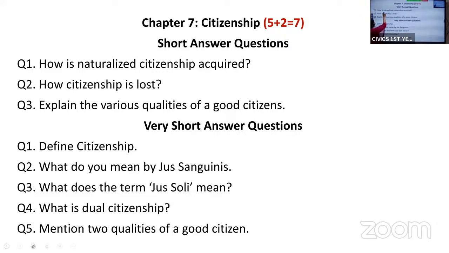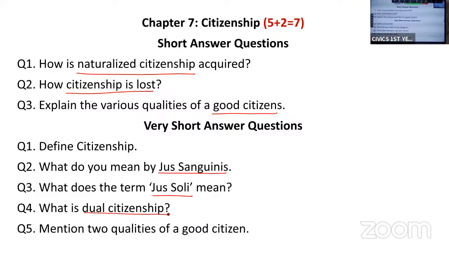The first one is how naturalized citizenship is acquired, how citizenship is lost. In the previous paper, this question was asked: how citizenship is lost. And what are the various qualities of a good citizen? And coming to very short answers, you'll have a definition, then you will learn about jus sanguinis and jus soli, then you will learn about dual citizenship. No doubt, qualities of good citizenship you are learning in SAQ. So let us continue with this.